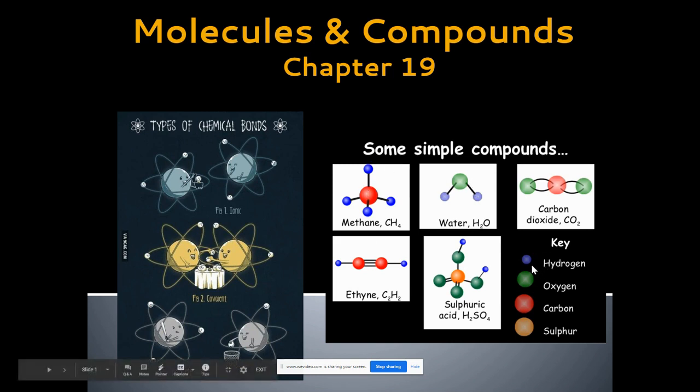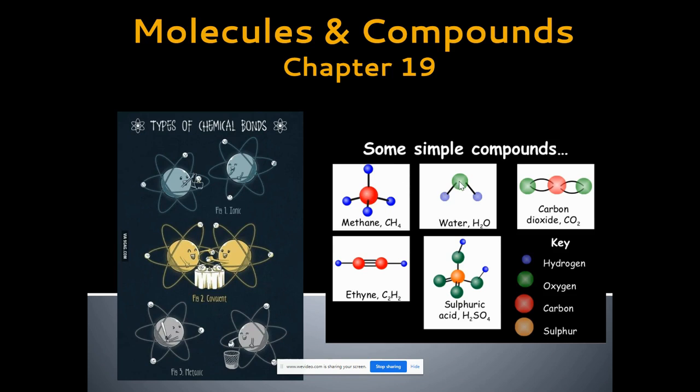So over here we have our key. The blue ones are hydrogen, green are oxygen, red are carbon, orange are sulfur. So for this first one, methane, we have one carbon and four hydrogens bonded together. Okay, so these sticks right here, those represent the bond. So hydrogens are bonded to the carbon. Notice that hydrogens are not bonded to each other. They're just bonded to the carbon.